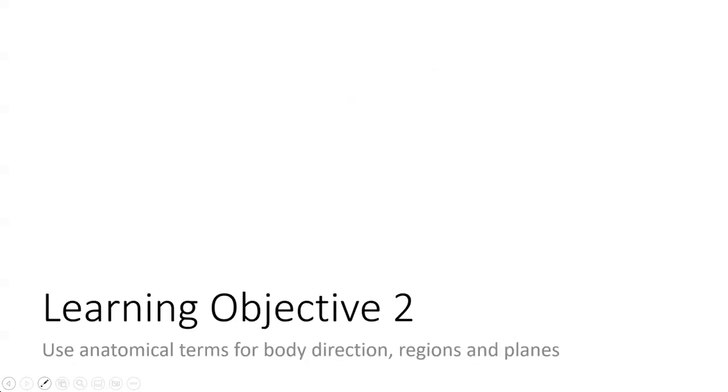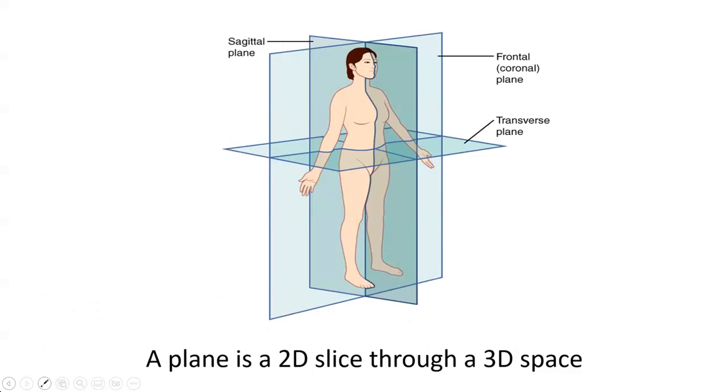Moving on, and learning objective number 2 is to use anatomical terms for body direction, regions, and planes. So a plane, in this context, is a 2-dimensional slice through a 3-dimensional space or object. In anatomy, when we describe a particular body region, a bone, a muscle, an organ, we describe them as being in one of these 3 planes. So we have our sagittal plane, which is this one running through here. And the sagittal plane divides the body, in this instance, into a left and a right section.